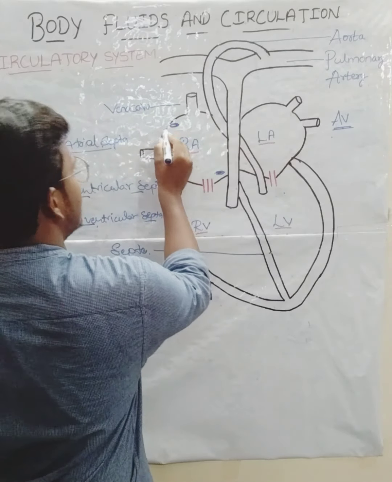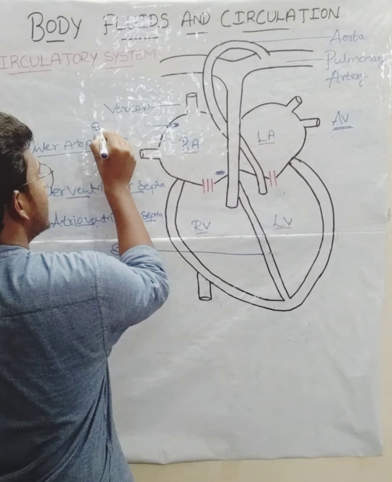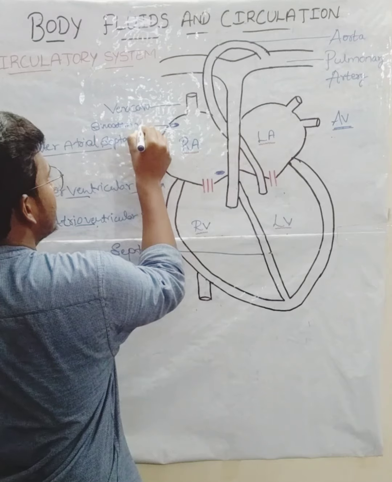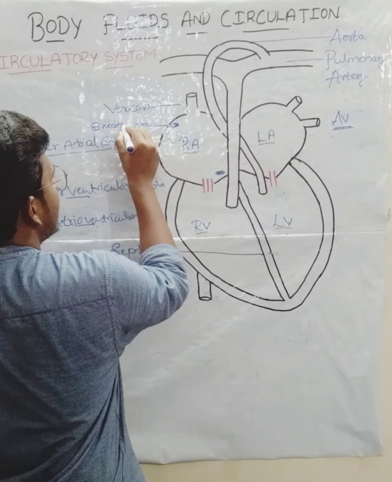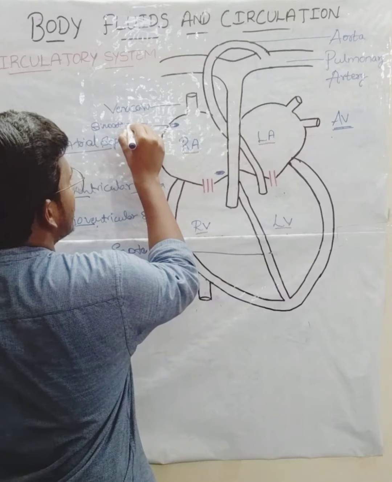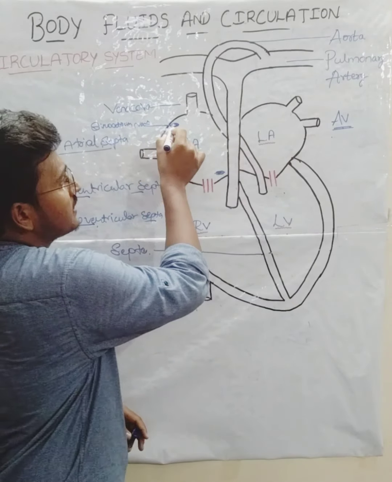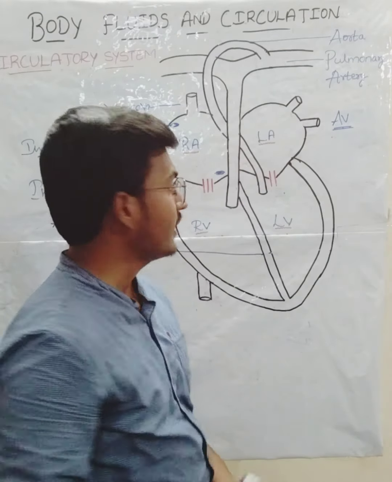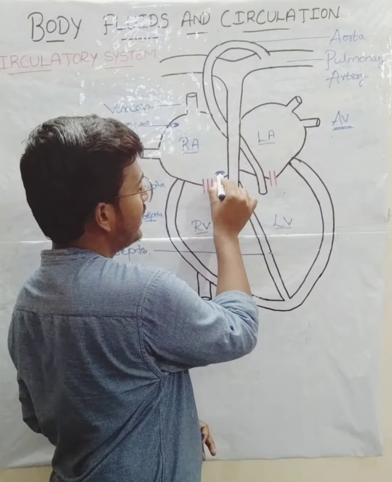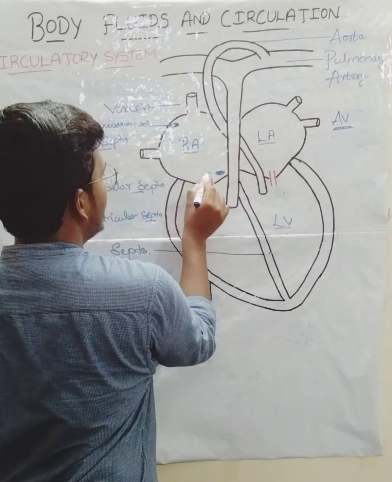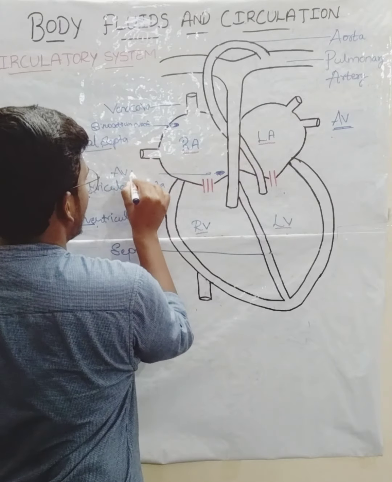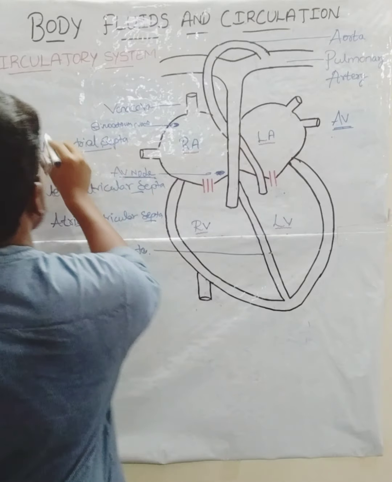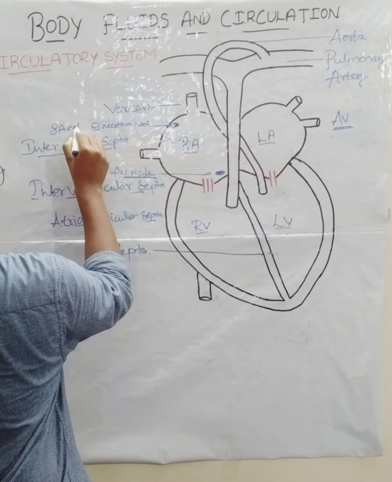You can call this the SAN, the sinoatrial node. The sinoatrial node is present at the right auricle. And this is the atrioventricular node, called the AV node. This is an AV node and this is an SA node.